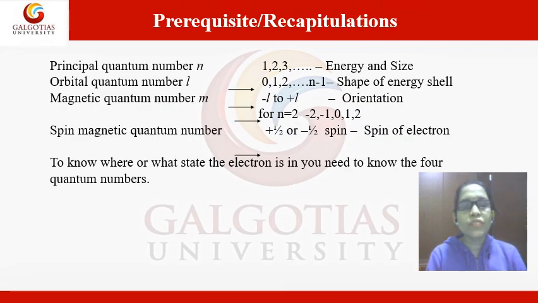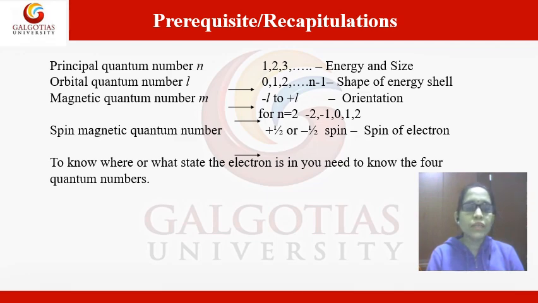So what are the different quantum numbers we have discussed? We know there are four different quantum numbers, and each quantum number has a different significance. There is the principal quantum number, given by n, which represents the energy and size of the shell, and it is given by positive integers 1, 2, 3 and so on. Then the orbital quantum number, given by l. What is the value of the orbital quantum number? It is 0 to n minus 1. And this orbital quantum number represents the shape and energy of the subshell.